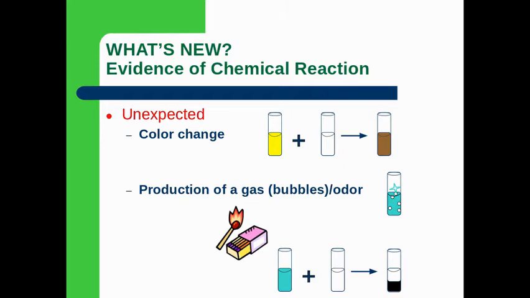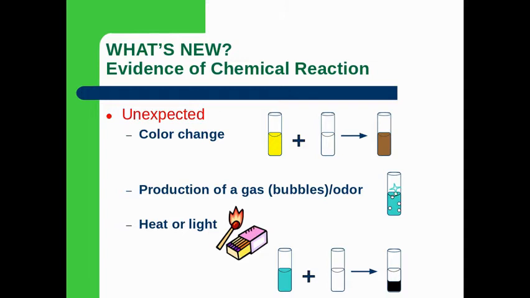The third one is unexpected production of heat or light. So if you were to take just a stick of wood and rub it against some sandpaper, nothing would happen. You would not get a flame or excessive heat. But because of the chemical reaction that occurs, because of the chemicals on the end of a matchstick, when you apply that friction, it bursts into flame. That's an unexpected production of heat or light.